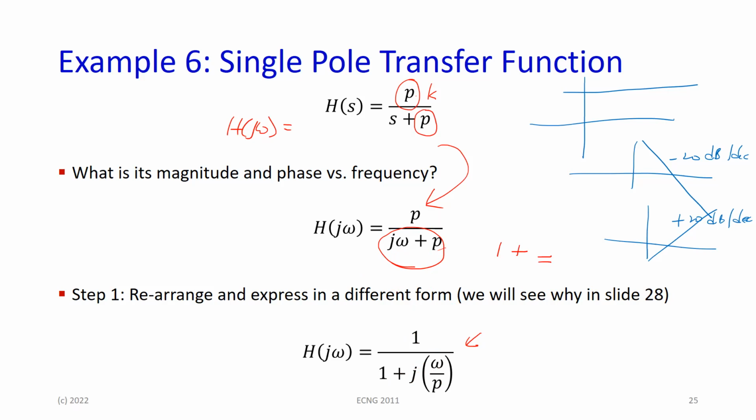All right. So step 1, replace s with j omega. And then you rearrange this form into this 1 over 1 plus j, let's say omega over some constant here. Okay, whatever it turns out to be. And we start to work with this now. So we need to plot the magnitude of this and also the phase of H(j omega). All right? And we are using our straight line approximations for this.